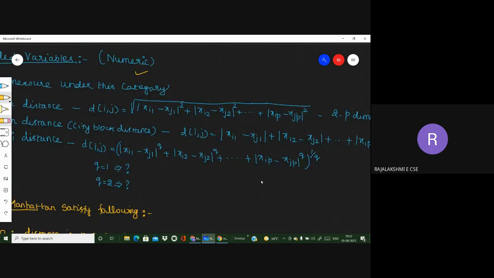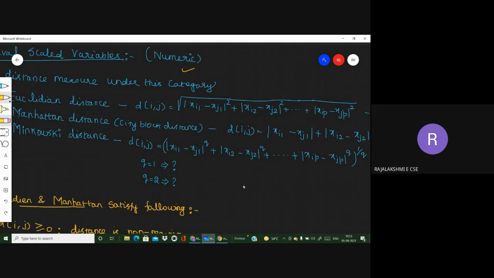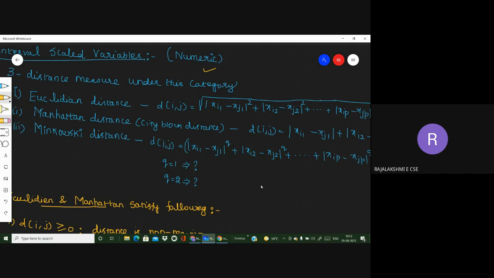In the same formula, it is modified in this manner. Instead of power 1 or 2, they are just using q, and the whole to the power of 1 by q. This is actually the Minkowski distance formula. So these three distance measures are used popularly in numerical quantities. For numerical variables, the distance between the points can be measured by any one of these three measures.